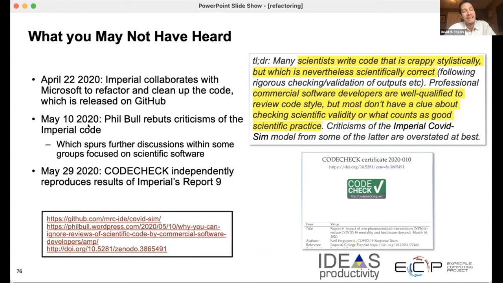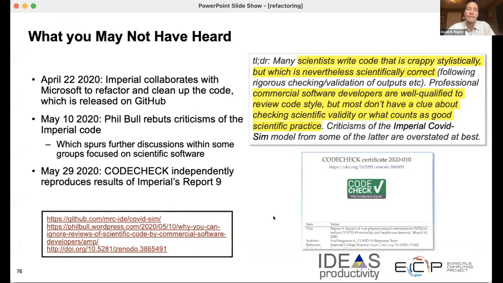What you may not have heard is that there are other people on the other side who are saying the quality of academic code is not necessarily the same as the quality of industrial code, and that industrial people who are not experts in the science don't necessarily know what is behind it or how the scientists are verifying their code. So we're talking at cross purposes a little bit, and we can't necessarily jump to conclusions.